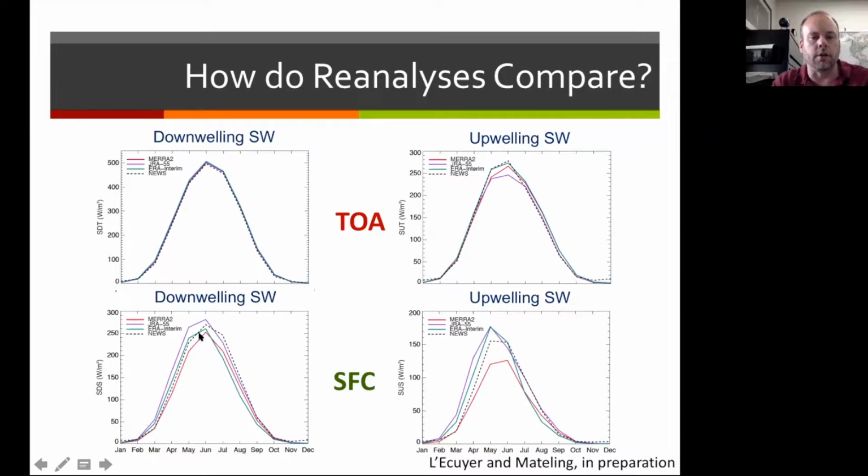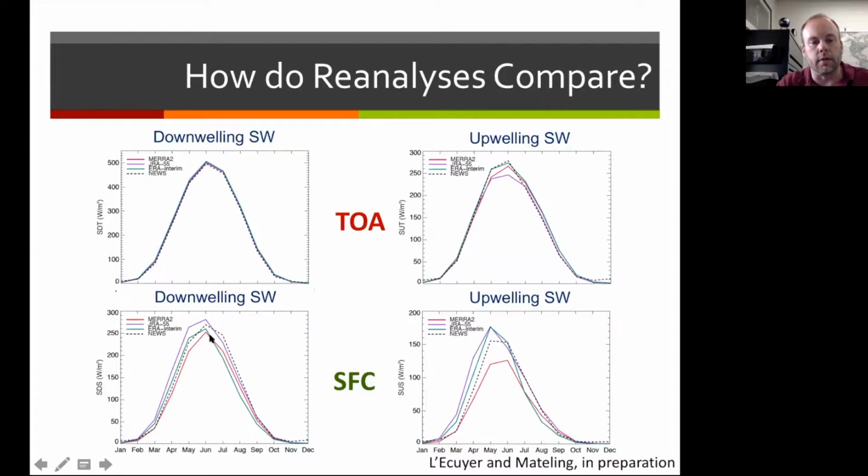But when you get down to the surface, that's when you start to see some pretty big differences. Even though the reanalyses are assimilating satellite observations, there's quite a bit of spread between the reanalysis products, and there are significant biases between some of the reanalyses and the observations. In particular, not to pick on MERRA, but it is the one that performs probably the least well out of the three that I'm showing.